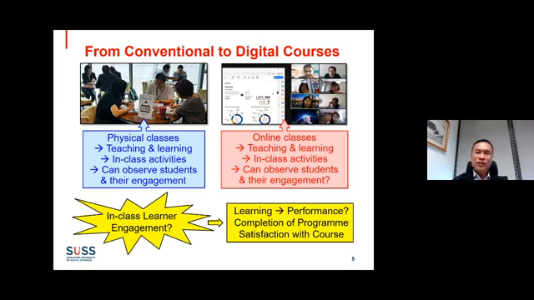So when you look at the differences between physical classes and online classes, we have this perception that when we have online learning and digital courses, we cannot really observe and assess engagement, and much less maybe influence engagement so that we can deliver positive outcomes. Now this view and this perception is right, but it's not complete. Now, why is this not complete?